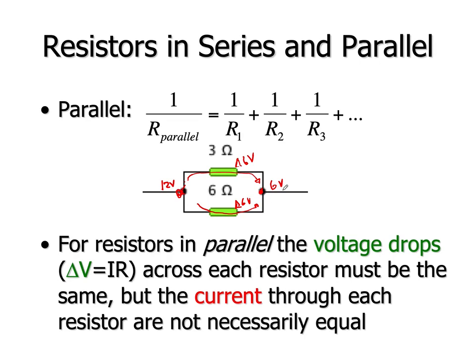But the current for each one of these wouldn't necessarily be the same. In this case, if I have a voltage drop of 6 volts and this is a 6 ohm resistor, I would have 1 amp of current going through this one. And if I got a 6 volt drop through this 3 ohm resistor, this one would have to have 2 amps going through it.